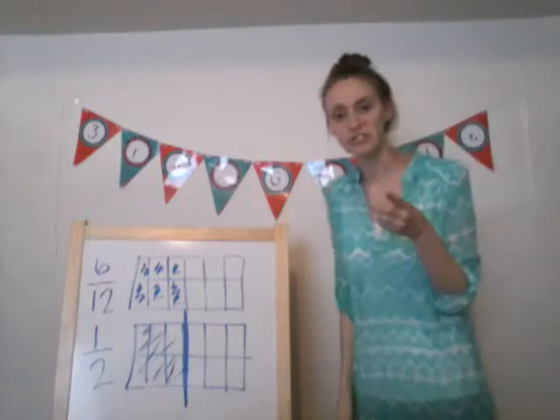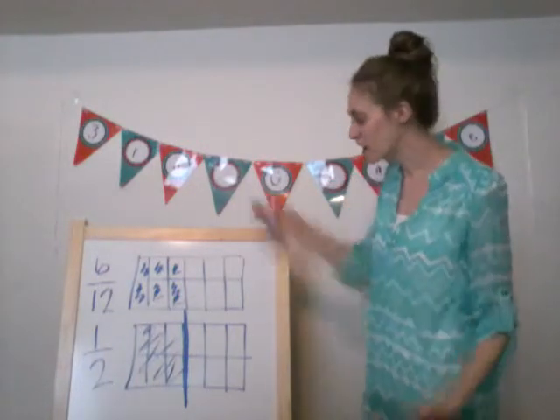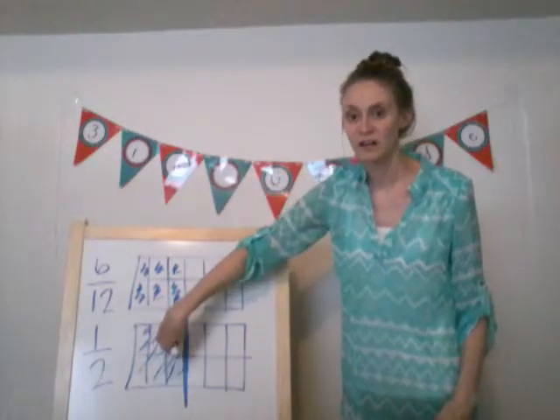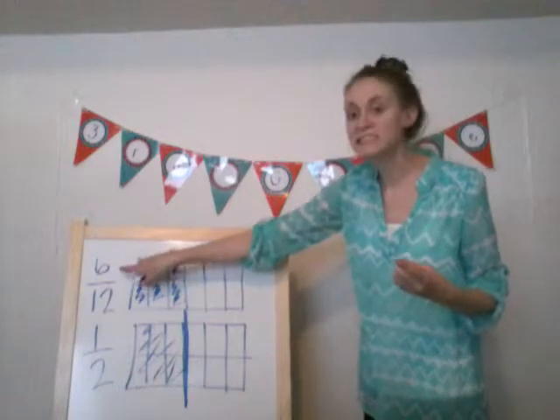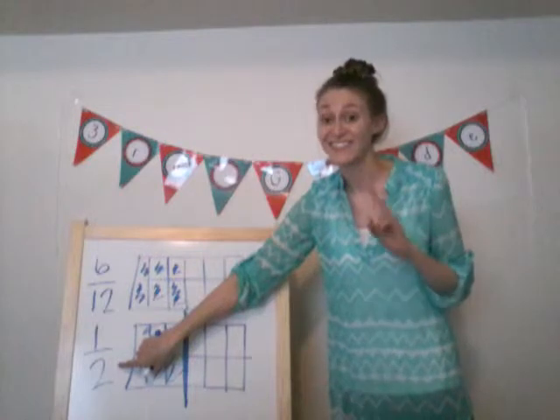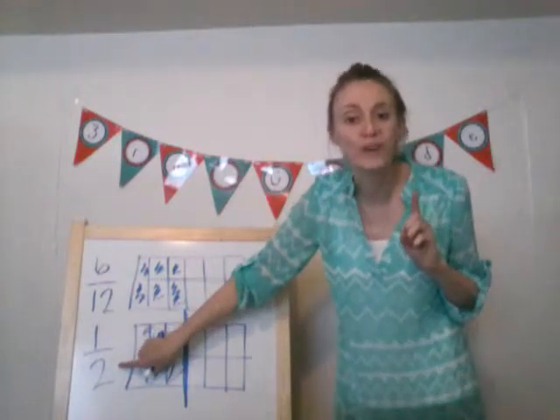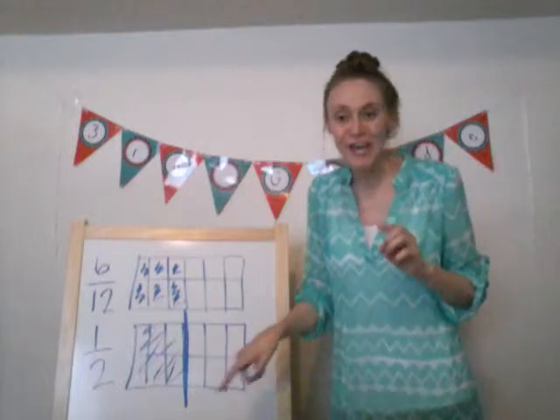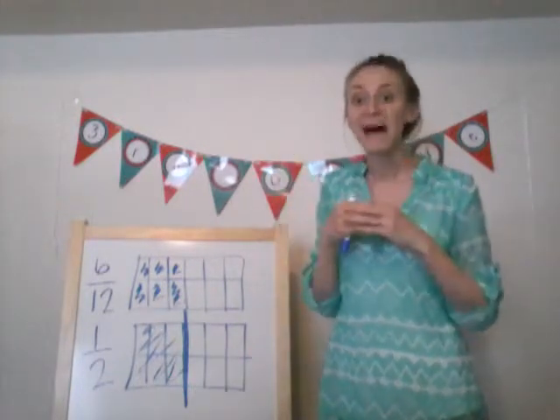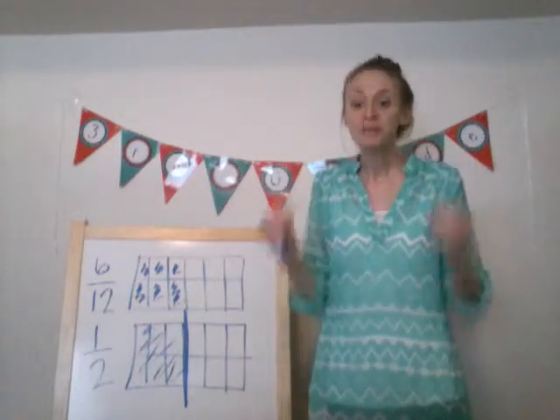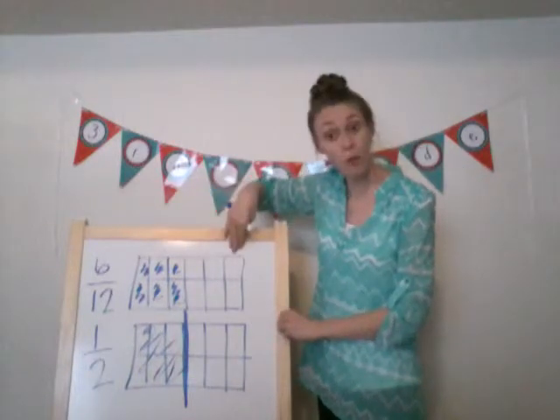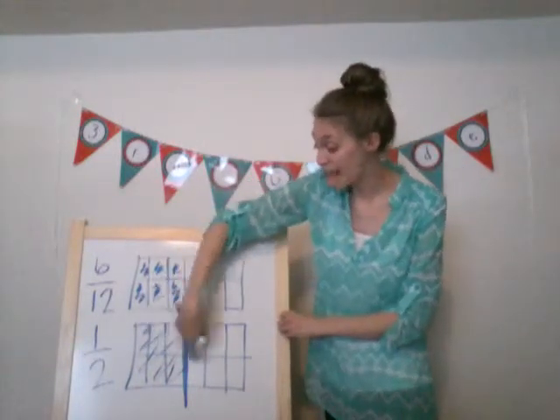Hey, did you guys notice something? Oh my gosh, I have the same amount shaded up here as I do down here. But wait a second. This says 6 out of 12 pieces, and this says 1 out of 2 pieces. They're the same. They're equivalent. They're equal. So that's the trick this week, is equivalent fractions are written differently, but mean the same amount, whether it's 6 pieces out of 12 or whether it's 1 piece out of 2.